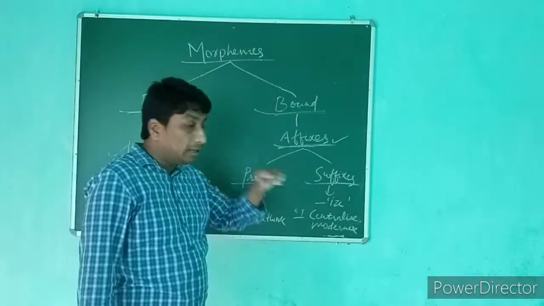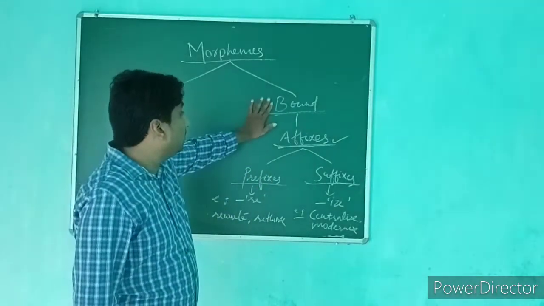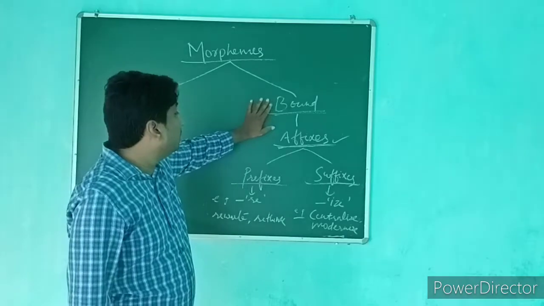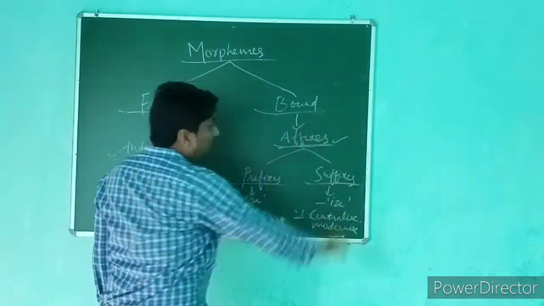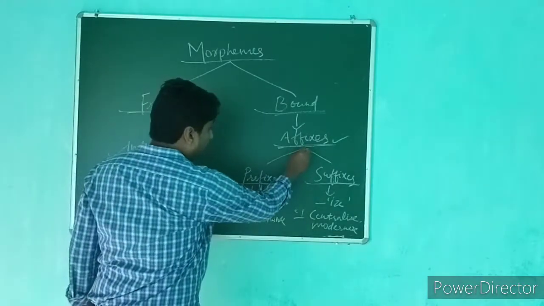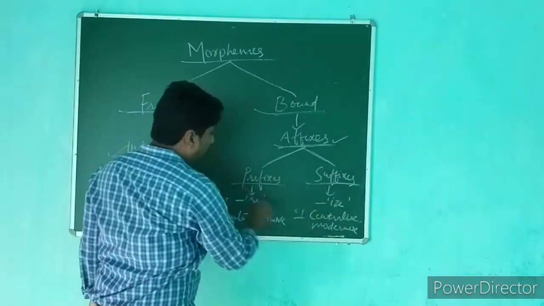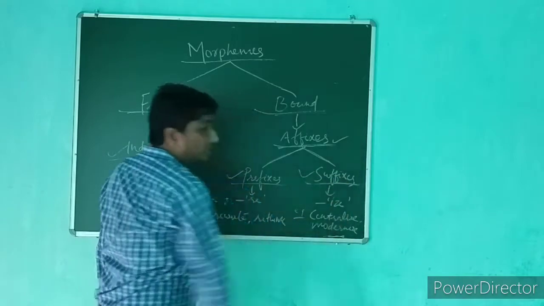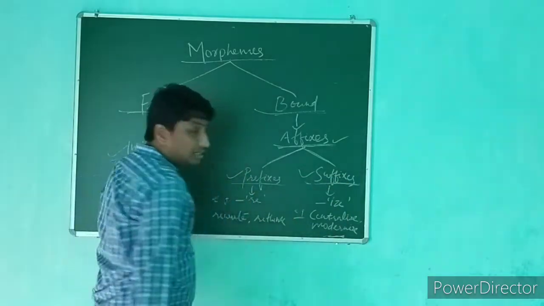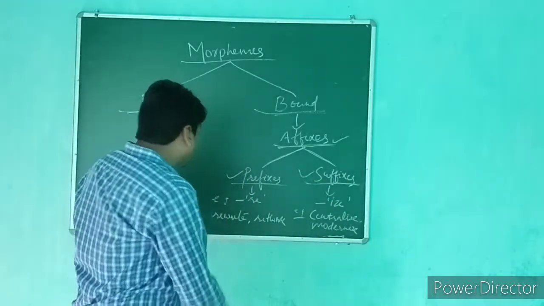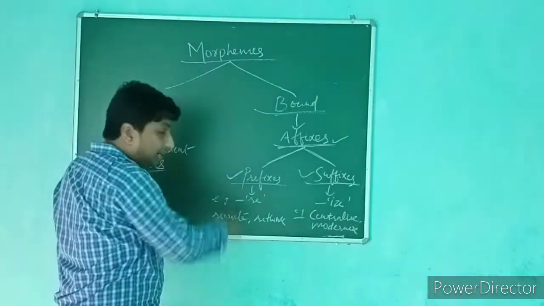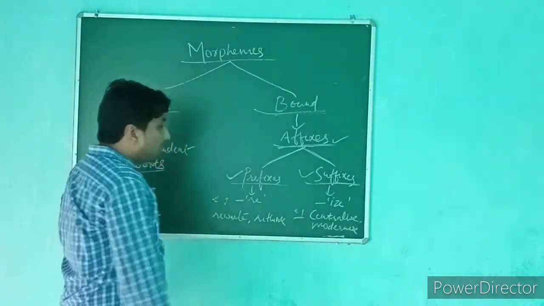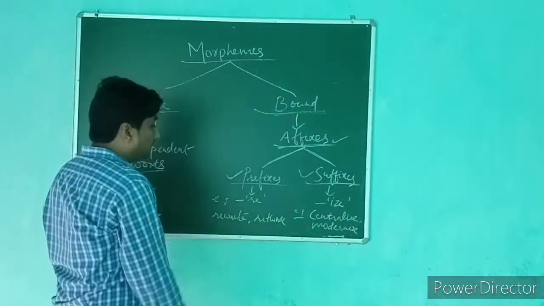Try to understand it very carefully. This one is the category of bond morphemes, and bond morphemes are primarily affixes, right? And affixes are of two different types: prefixes and suffixes. What are prefixes and suffixes? We will understand by quoting one example, right? By citing an example, you will clearly understand what prefixes and suffixes are.